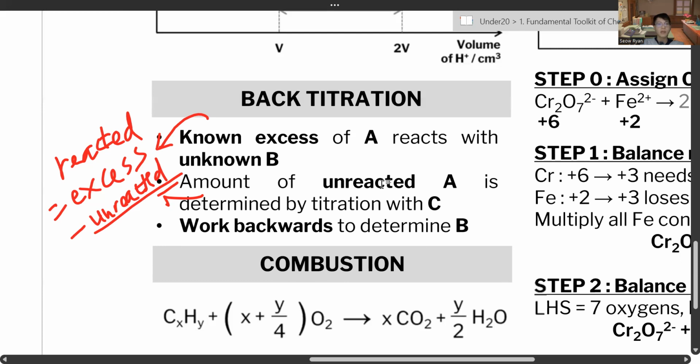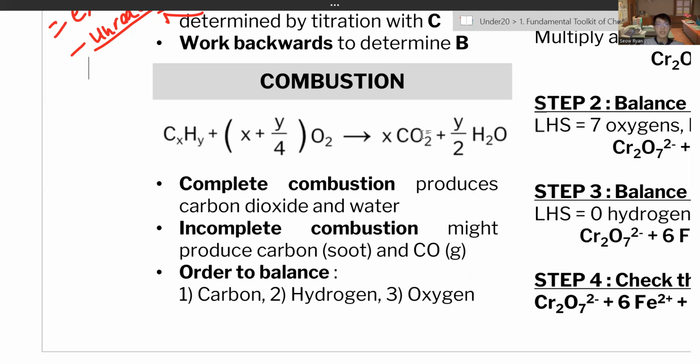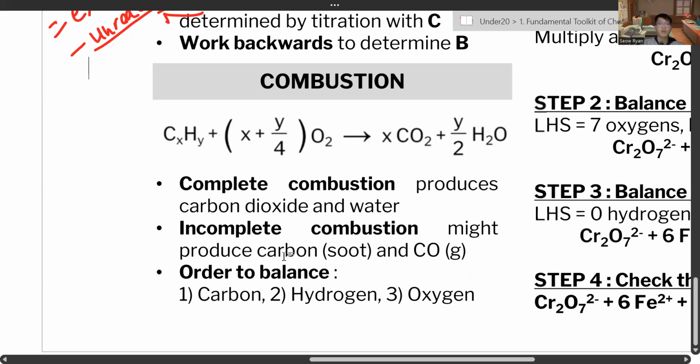Okay. Next is combustion. I give you a general formula here, but you don't have to memorize it. You can always just balance it on your own, right? So complete combustion, these equations for complete combustion, okay? Complete combustion produces carbon dioxide and water when you burn a hydrocarbon in oxygen completely. Incomplete combustion is when you produce, say, carbon as soot or carbon monoxide. So this really depends. You should read the question to figure out whether they want you to include both or just one of them, okay? So the order to balance this equation is carbon, hydrogen, and oxygen, which incidentally is in alphabetical order.